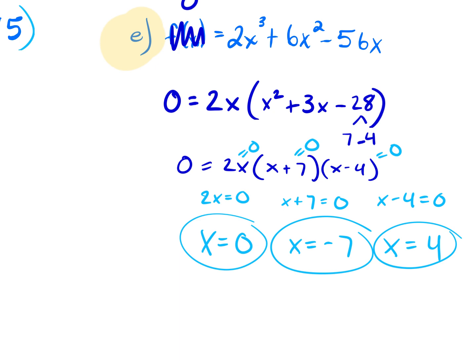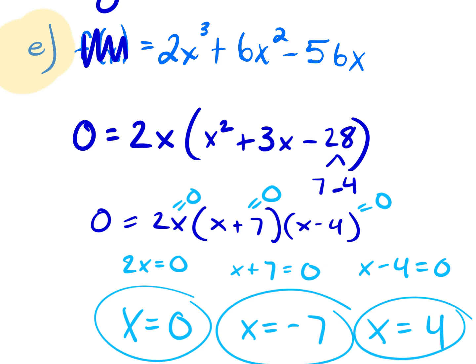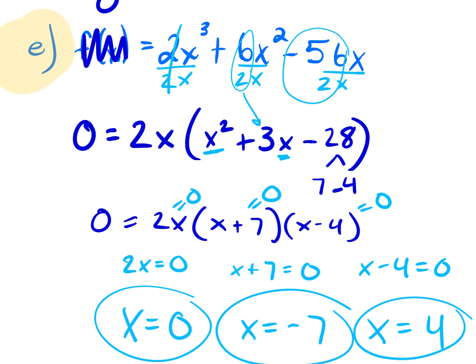Yes? Can you show me how to do the first part where it goes from 2x times 2x cubed to 2x parentheses? Yeah. So here we see that they're all divisible by 2. Okay. So we want to divide out a 2. And they all have an x in it. So we're going to divide out a 2x. So 2 divided by 2 would go away. If we have x to the third power, so if we have 3 x's and we take 1 away, we're left with x squared. 6 divided by 2 was 3. If we have 2 x's and take 1 away, we're just left with x, so 3x. And then negative 56 divided by 2 is negative 28. And then the x's cancel.